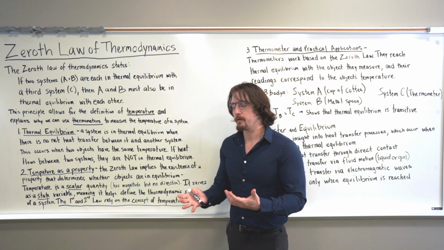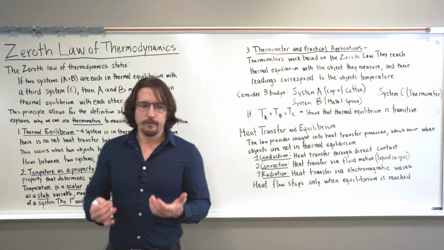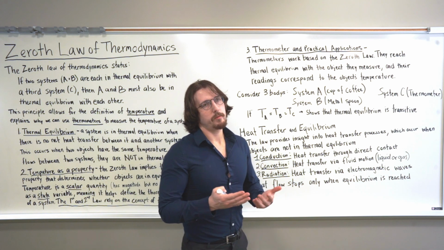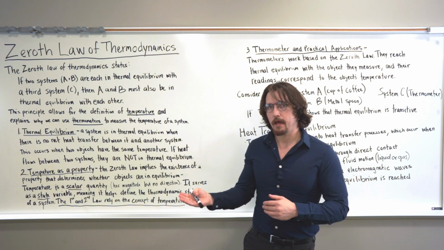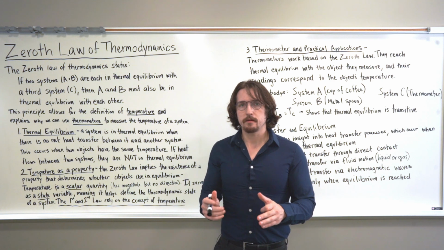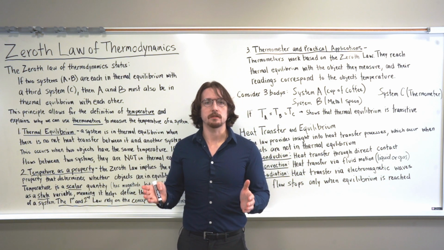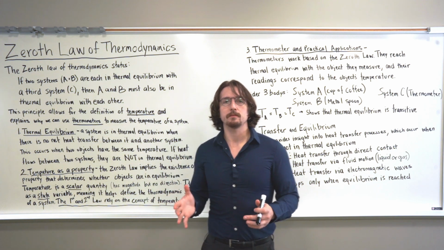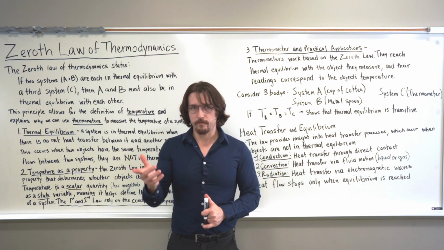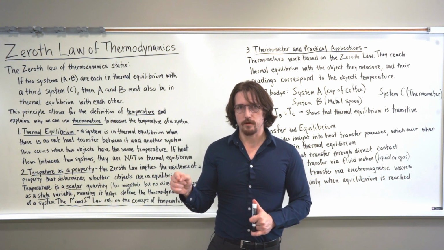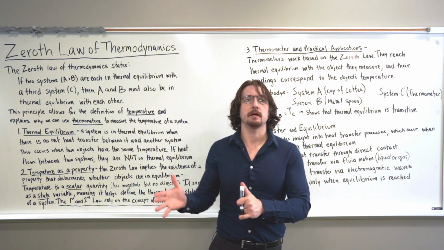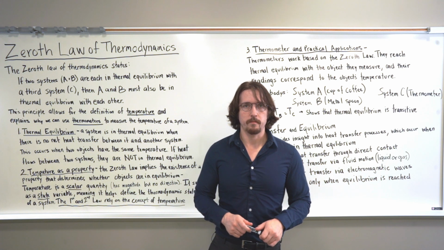Now, diving a little bit deeper into the implications of this law, the first thing is this idea of thermal equilibrium. And again, thermal equilibrium is basically, if say you have a system A and it's in thermal equilibrium with system B, that's suggesting that there is no heat flow between these two systems. And that means that these two systems have to have the same temperature. Alternatively, or rather inversely, if there is heat transfer between two systems, whatever they may be, then that means they cannot be at the same temperature because they're not at thermal equilibrium.